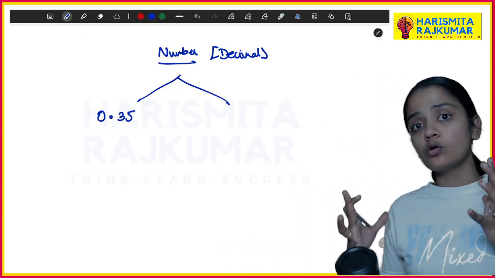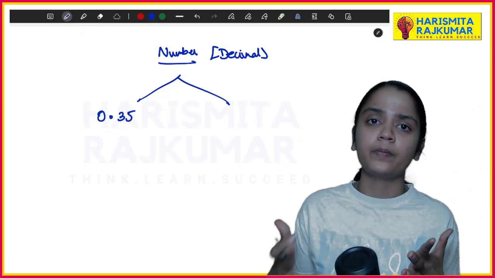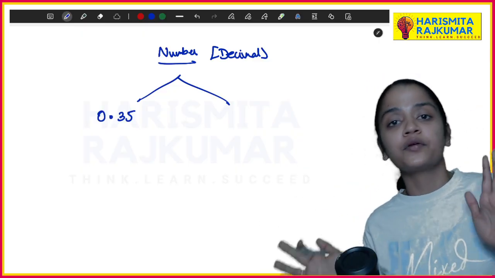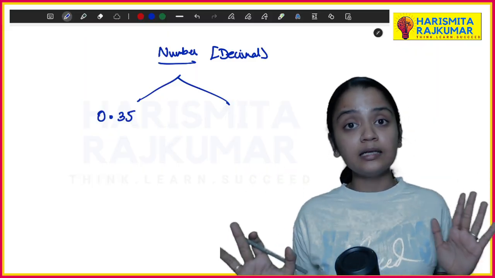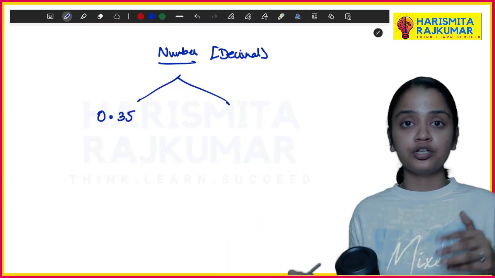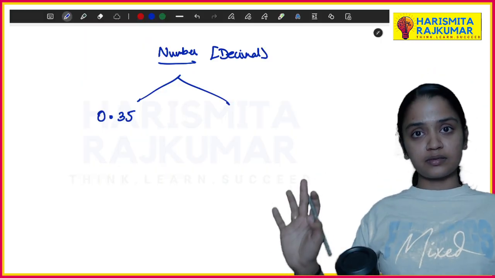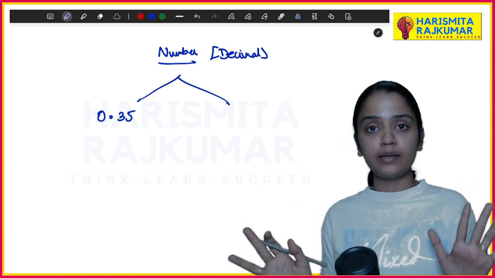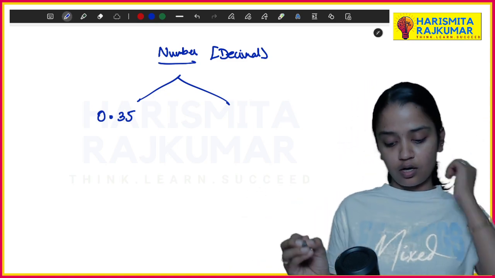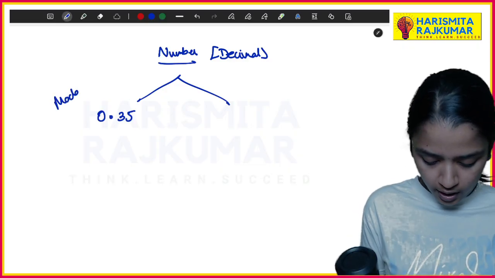If you want to know what a repetitive or non-repetitive number is, you have to start from the first. Number system is really important. If you suddenly come to this lecture, you won't be able to understand. Start from the first lecture of number system, then come here, and definitely you will understand. So this is model 1.